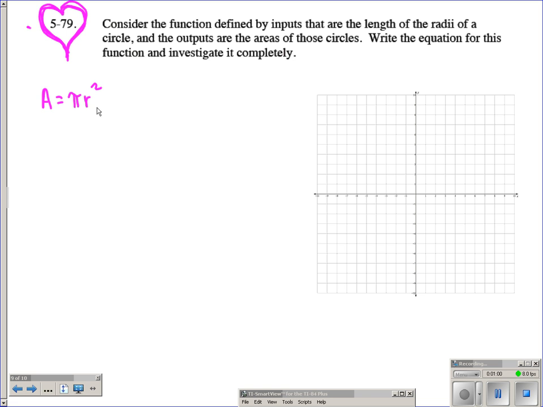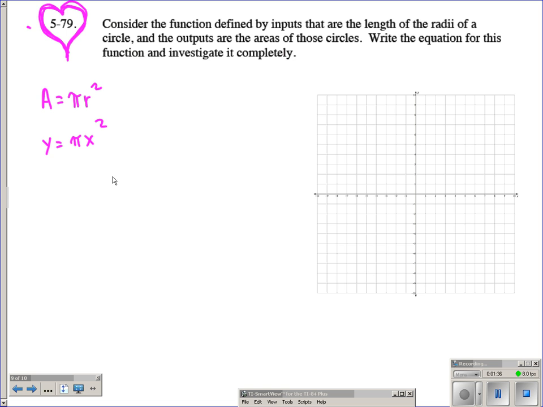Let's keep going. If area equals pi times the radius squared, then to turn this into a function, let's take our output and turn it into y, and turn our input, which is our radius, into an x. So we have y equals pi times x squared. Now let's explore this function.